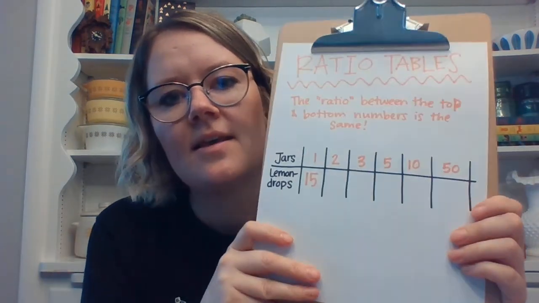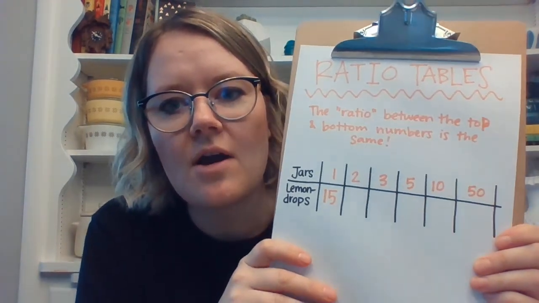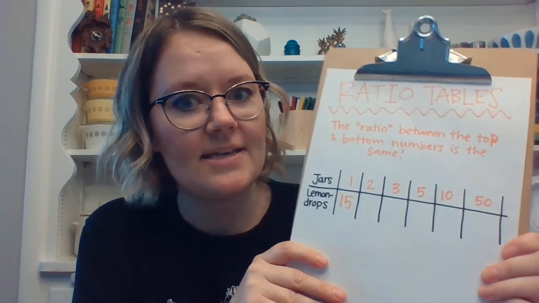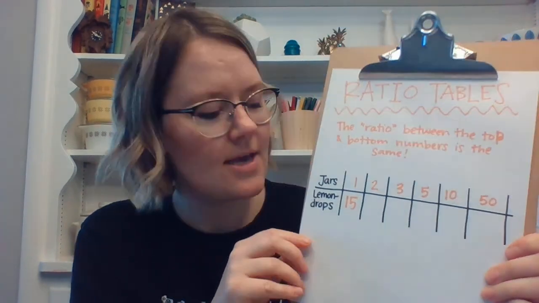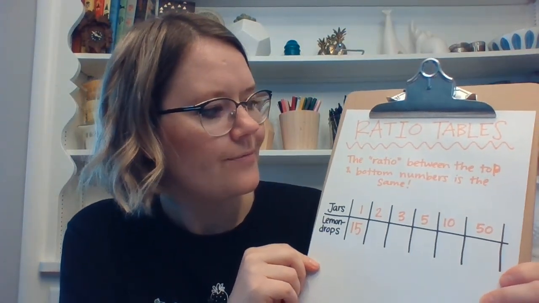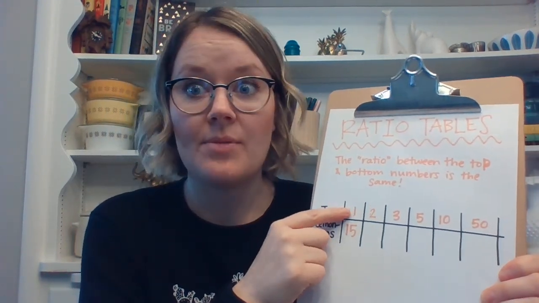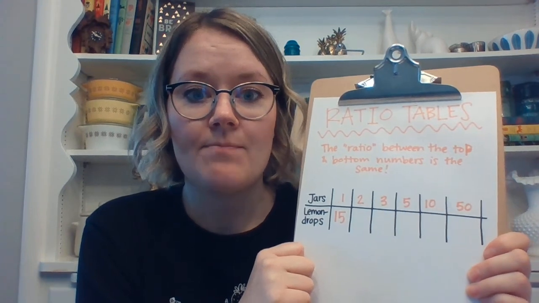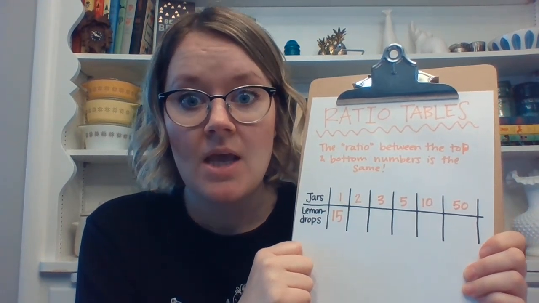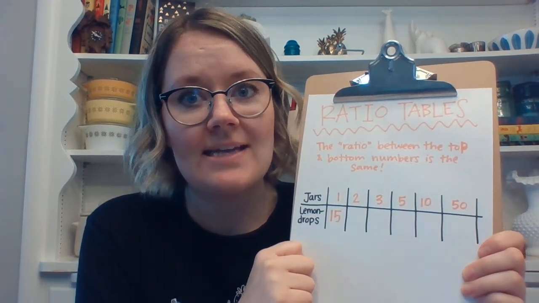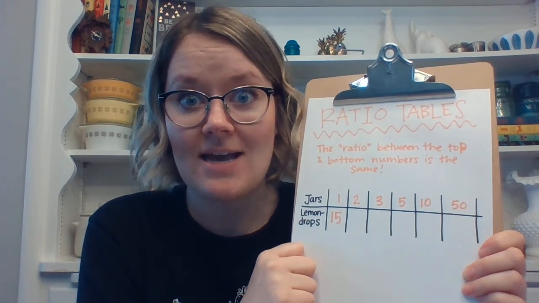Okay, so ratio tables. Ratio tables are basically a model that organizes numbers in a way where the ratio between the top number and the bottom number is always constant. I like to think about this always in a context of some kind.